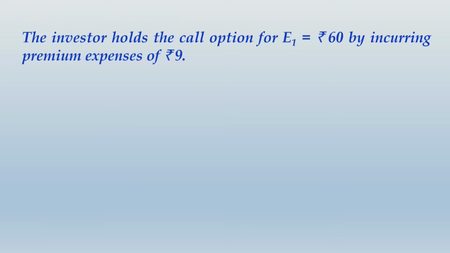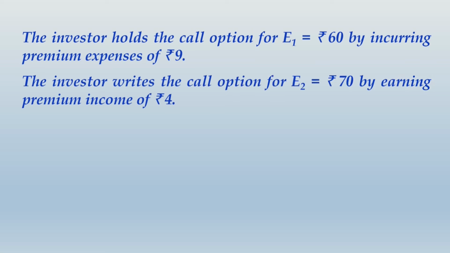In your solution, you first write: the investor holds a call option for E1 equals rupees 60 by incurring premium expenses of rupees 9. The investor writes the call option for E2 equals rupees 70 by earning premium income of rupees 4. So look at one thing: at rupees 60, the investor is holding the call option, and at E2, which is 70, the investor is writing a call option.